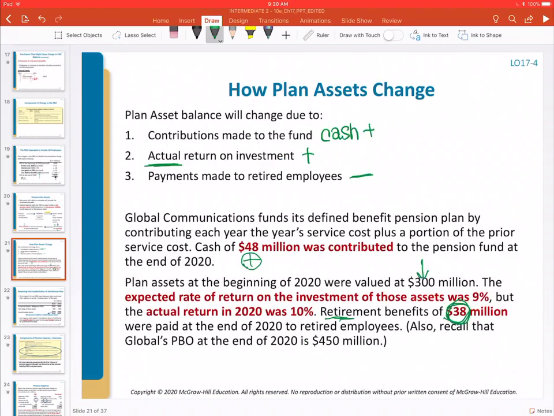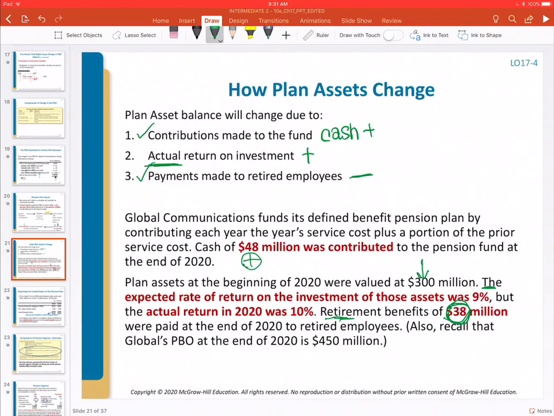Okay, so we understand, we've gone through contributions made, we've gone through the payments that were made to retired people. Now let's talk about the return. You'll see here, starting with this sentence, the expected rate of return on the investment of those assets was 9%, but the actual return in 2020 was 10%.